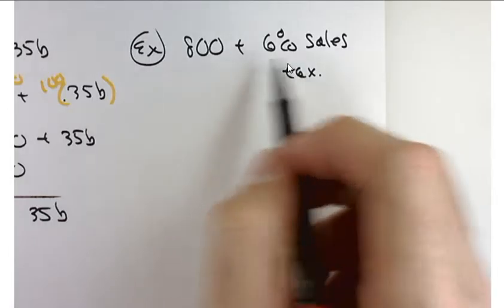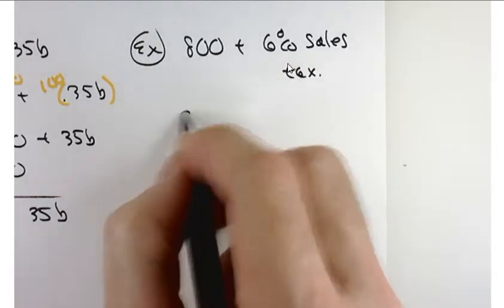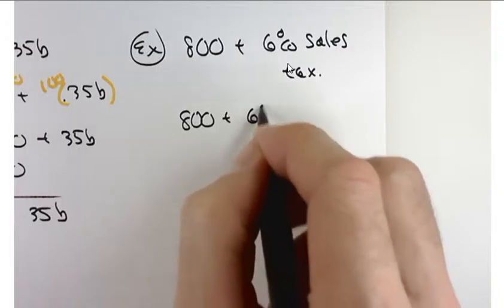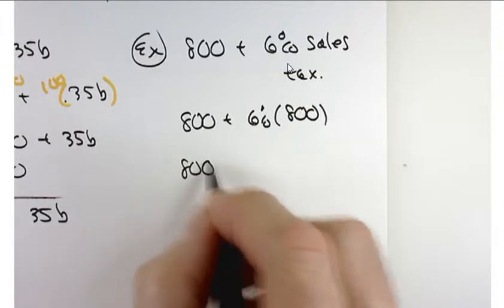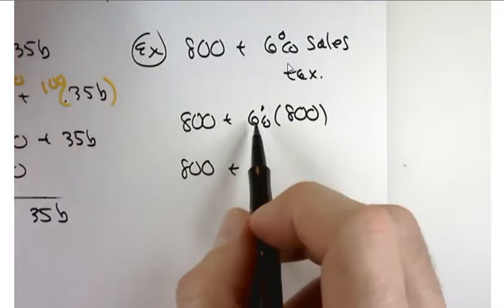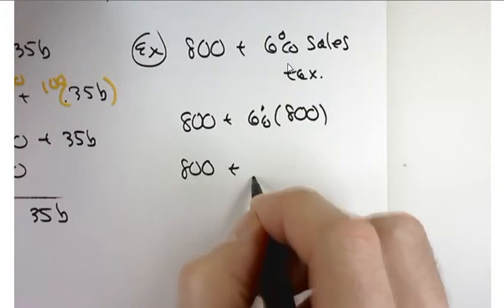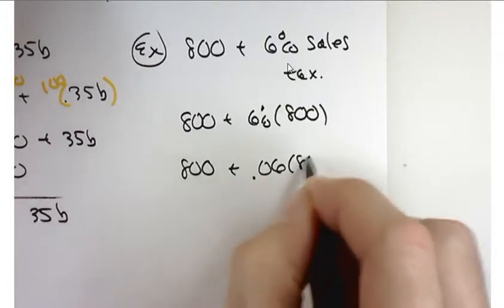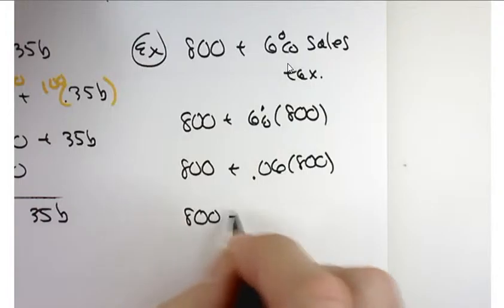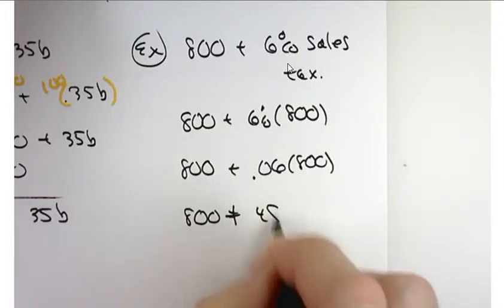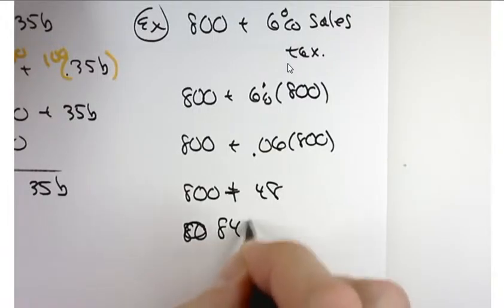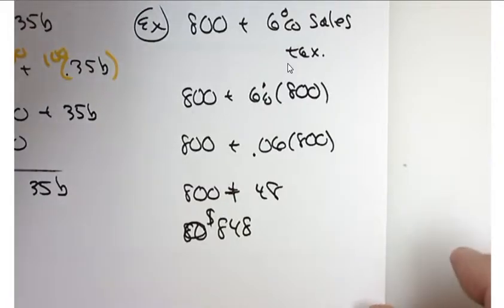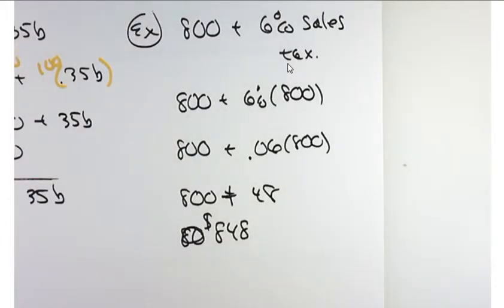But what's the price going to be with tax? Well, it's going to be 800 plus 6% of 800. Let's convert 6% to a decimal. What's 6% as a decimal? 0.06 times 800 gives you $48. So your total budget or total cost out the door is $848. Wow. That's expensive. It's a lot for a phone. I mean, they're cool. I understand.